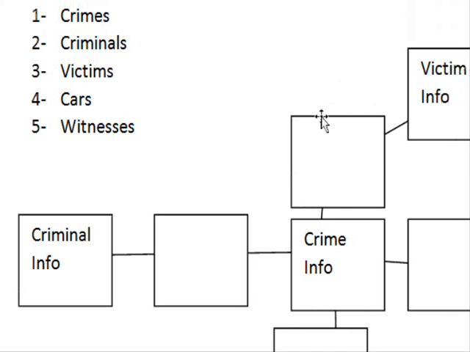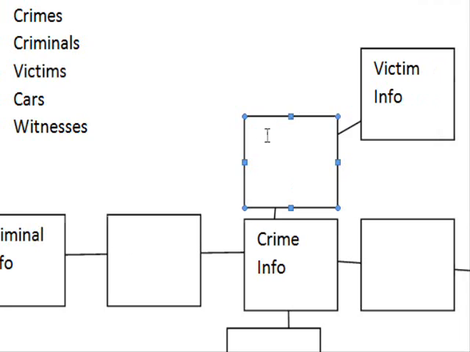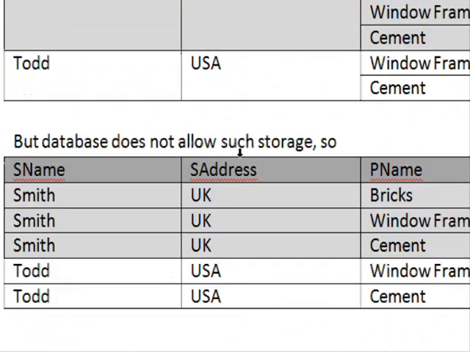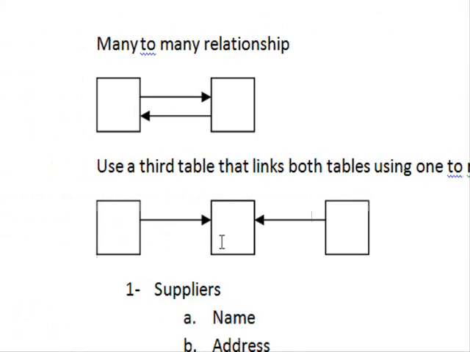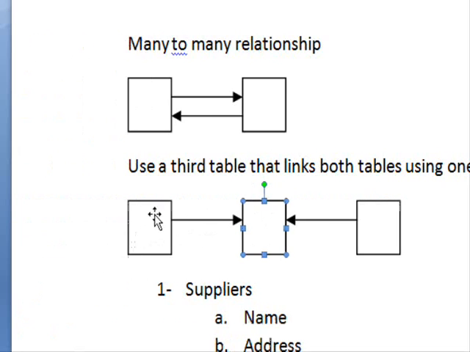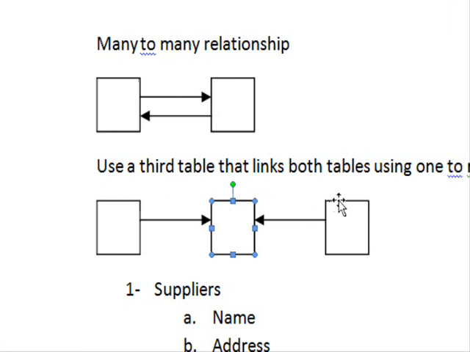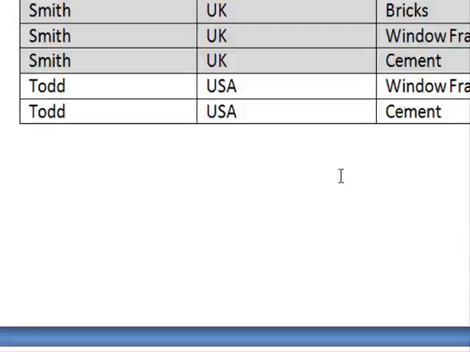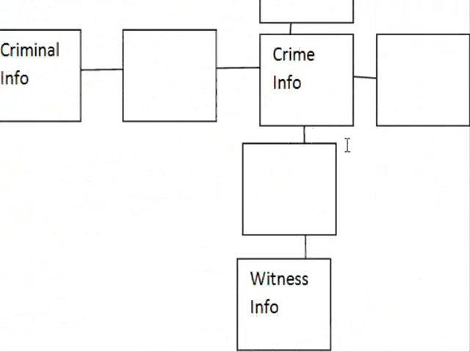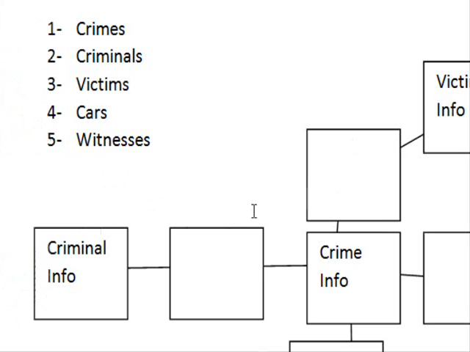Okay, so the empty boxes are actually many-to-many relationships. It's this table. Let me show you. It's like this table in the middle that is used to create a many-to-many relationship between these two one-to-many relationships. Okay.